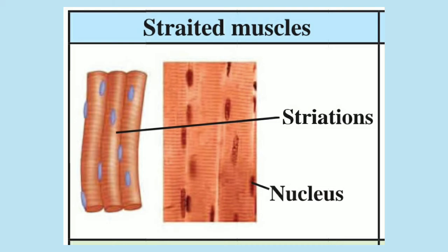Muscle cells are long, cylindrical, multinucleate, and have no branches. There are alternate dark and light bands present on these muscles. As they are attached to the bones, they are also called skeletal muscles. They move as per our will, so they are called voluntary muscles. These muscles bring about movement of arms and legs, running, speaking, etc.